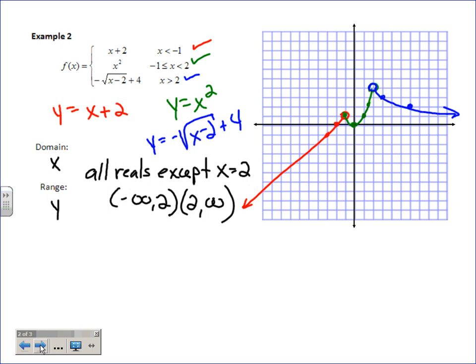All right. How about range? I think range is actually a little bit easier to do in interval notation, to be honest with you, but you could do it this way. You could say, oh, yes. No.